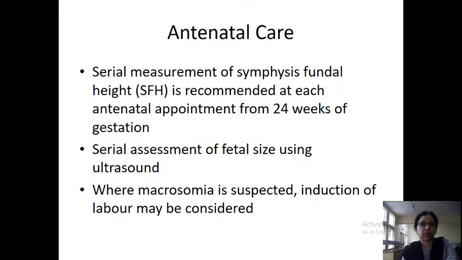And then serial measurement of symphysis fundal height is recommended from 24 weeks of gestation, and it is also better to go for a serial assessment of fetal size using ultrasound, because it is technically a bit difficult once they are obese and the symphysis fundal height measurements may not be appropriate. So it is better to go for a serial assessment of fetal size using ultrasound. And in case macrosomia is suspected, these patients might need an induction of labor once they reach term.